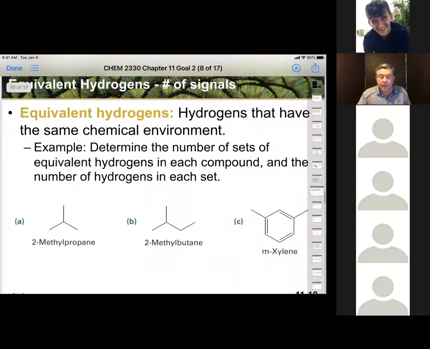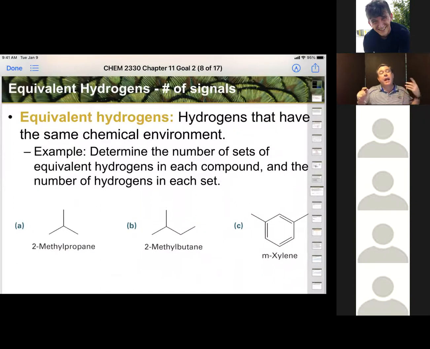So the next thing we have to do is figure out how many signals we're going to have. And we can predict how many signals we have by looking at the number of hydrogens that have the same chemical environment. What do I mean by same chemical environment? If you were trying to number it and you could number it such that any one could be the starting point because they looked the same.